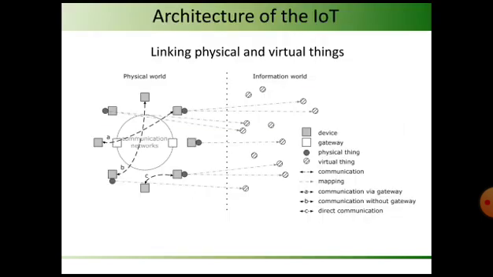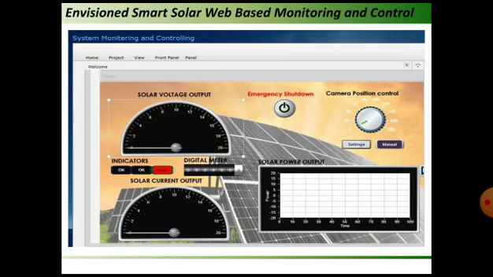This is an architecture of IoT. The physical world can be connected to the information world via the internet, and the physical things and virtual things are connected to the physical world. This shows the solar voltage output, solar current output, and solar power output. This is the data collected from the solar photovoltaic devices.